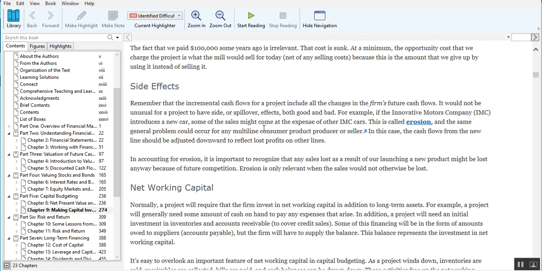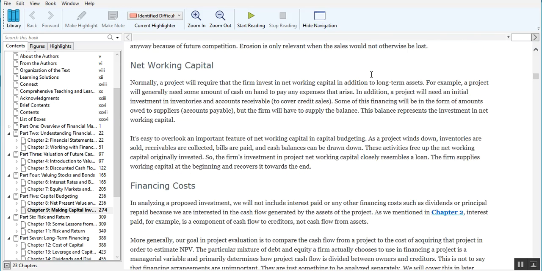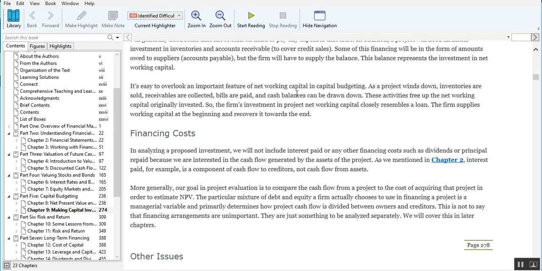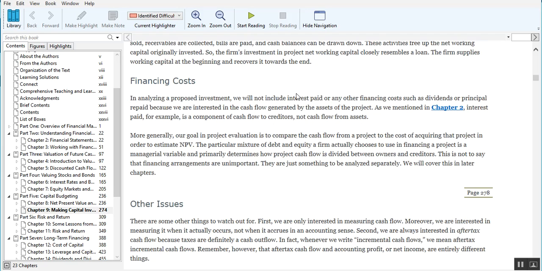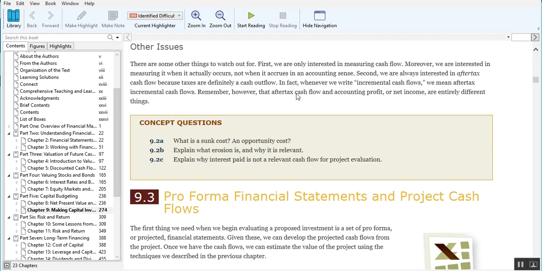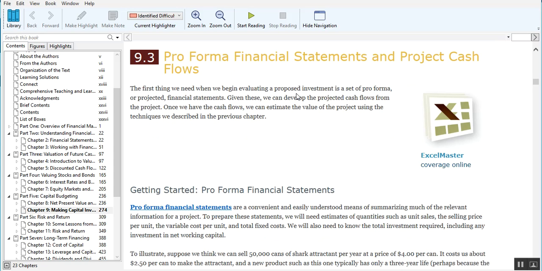Another thing that we don't want to think about really here is erosion or side effects. What that means is if we have one product line and we introduce a new one, that product line may take sales away from an existing line. And then net working capital will change over time, and in this case we don't want to really look at that as a contribution. Well, it's not going to be a part of the cash flow. Financing costs as well. Those are not going to be anything that we want to consider in this analysis either. We may finance it, but that's really a part of contributing working capital to the project.